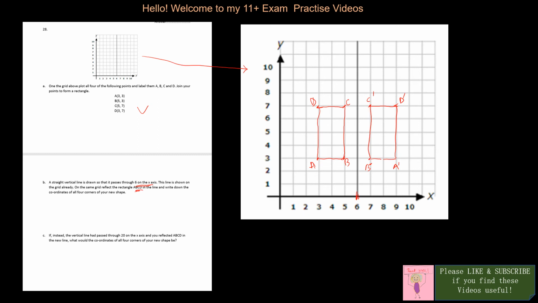So write down the coordinates. Okay, I have to write the coordinates. So this one is 9, 3. Let's put the coordinates here as well. A is 3, 3, B is 5, 3, then C is 5, 7, and D is 3, 7. So this is 9, 3. So 3, 3 has become 9, 3.